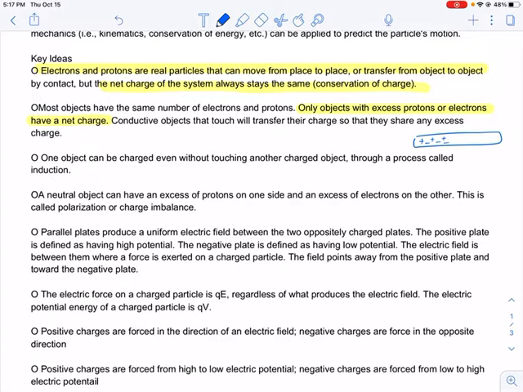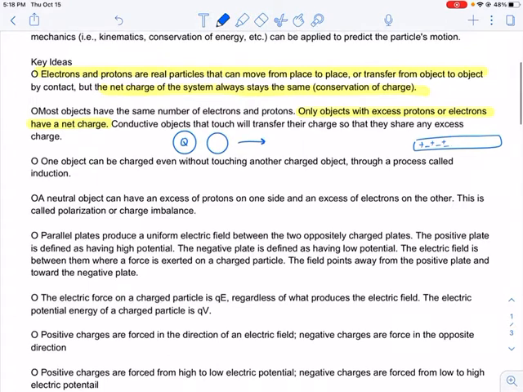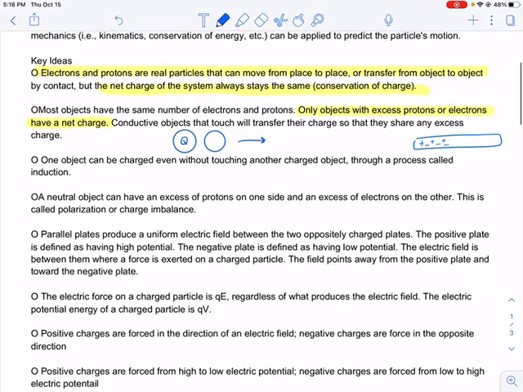Conductive objects that touch will transfer their charge so they share any excess charge. So we've seen some situations where we'd have an object with charge Q, and then we'd have another object that's initially uncharged. If I touch those two objects together, then after they touch, the charge is going to spread evenly so that each object would have Q over 2.